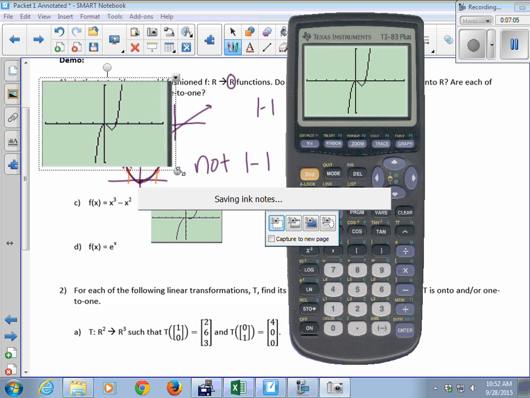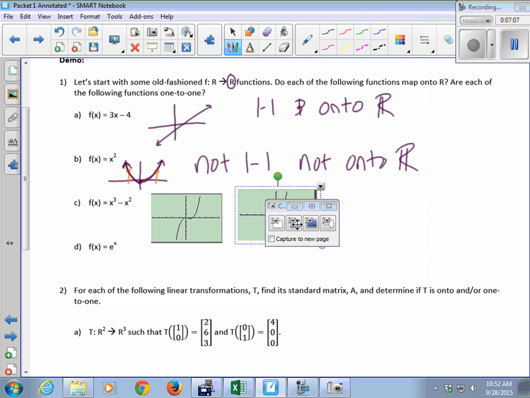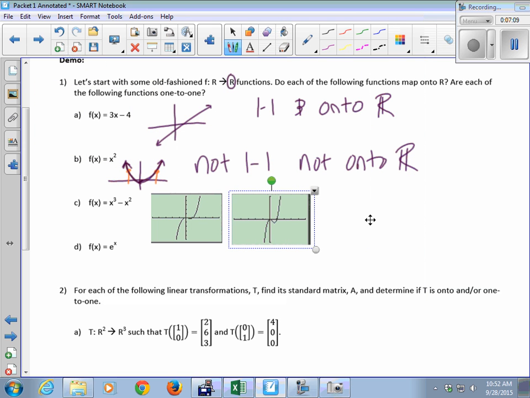But it does map onto R because every real number is produced as a Y value. Its range is all real numbers. So this is not 1-to-1, but it does map onto R, right? Every Y value is produced as an output of that function. Every real number is produced.